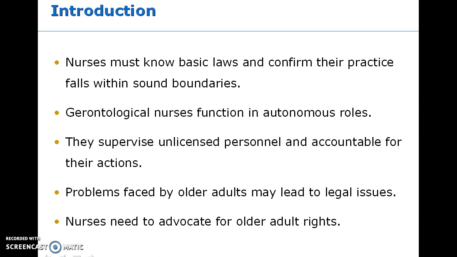In the introduction, nurses must know the basic laws and confirm their practice falls within sound barriers. We talked about all the different types of negligence and malpractice and doing the right thing. As you review this slide, go to page 78 and review Box 6-2, American Nurses Association Standards of Practice for Gerontological Nursing. It provides guidelines for gero nurses that offer descriptions of what is considered safe and effective care.